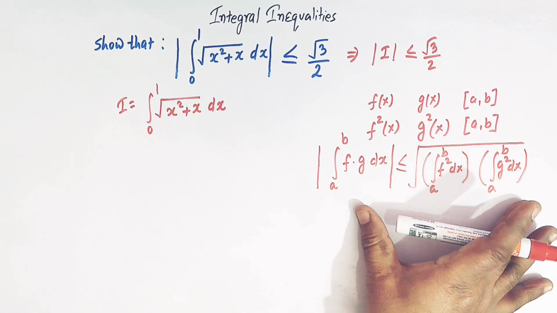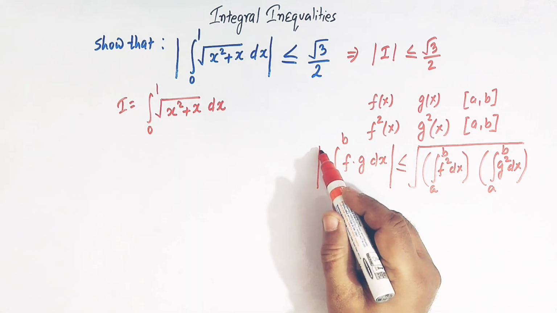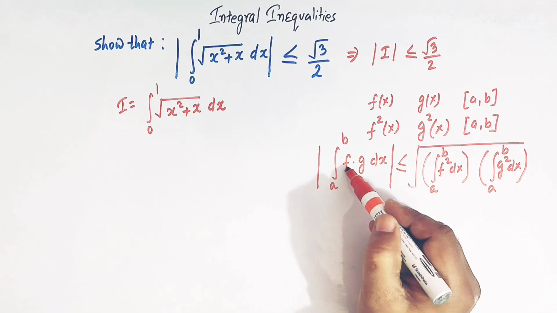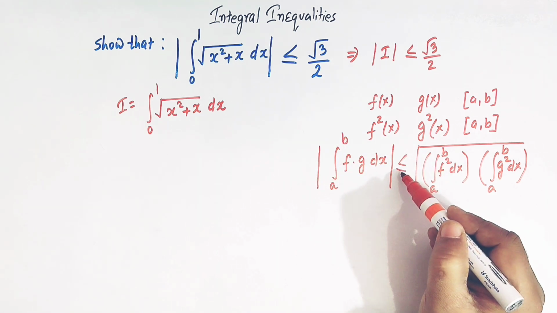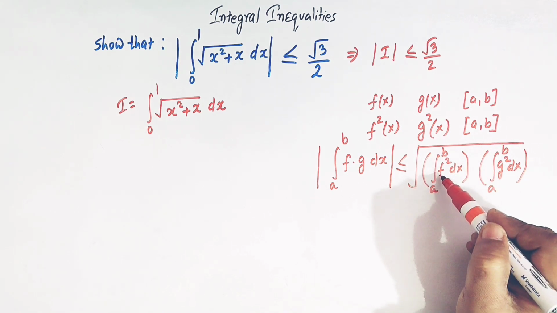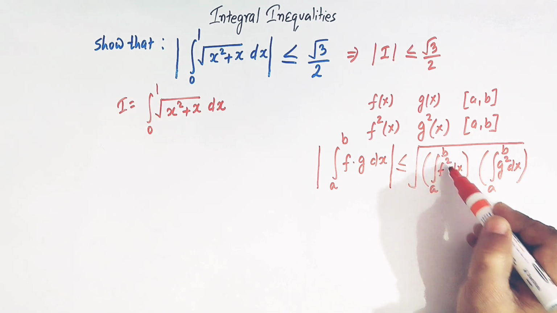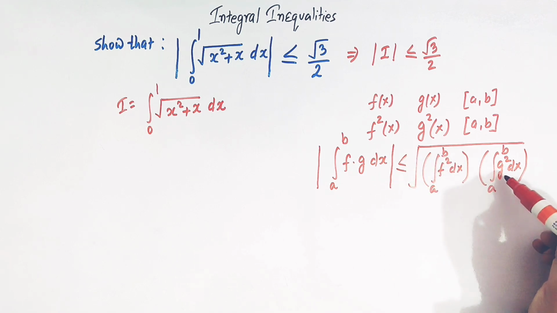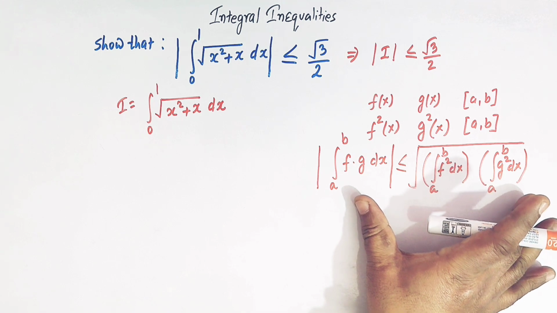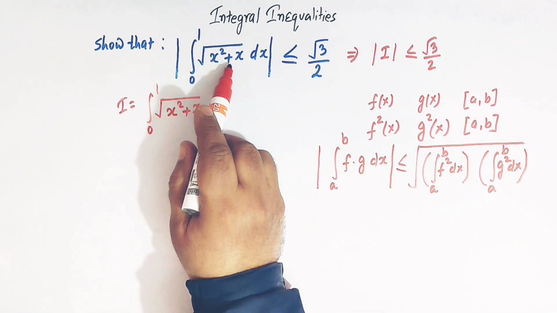So this inequality is known as the Cauchy-Schwarz inequality, and here the absolute value of the integral from a to b of f times g is less than or equal to the square root of the product of the integral of f square dx from a to b and g square dx from a to b. So we'll apply this result to prove this inequality.